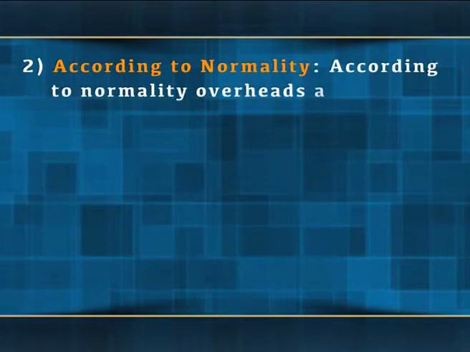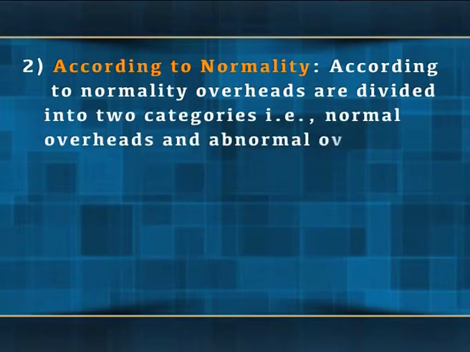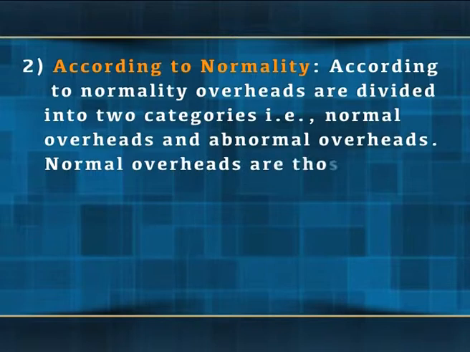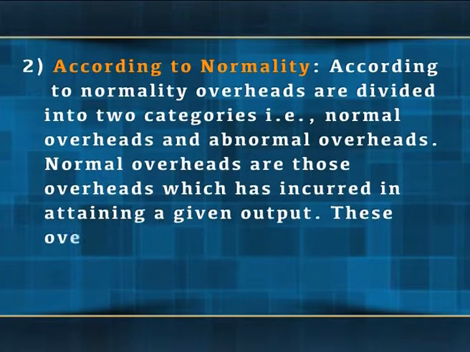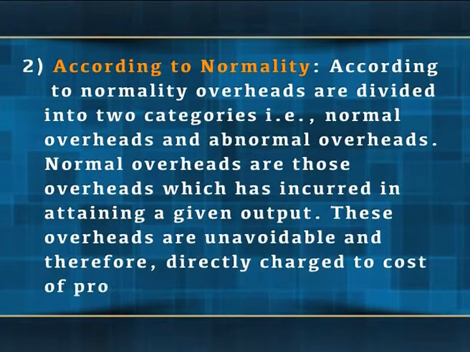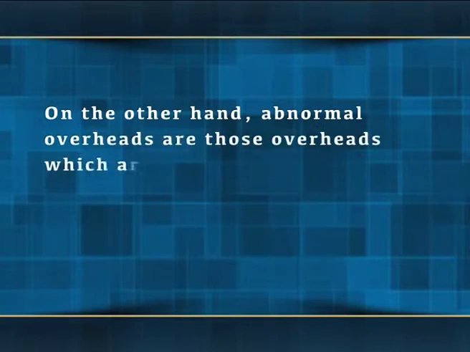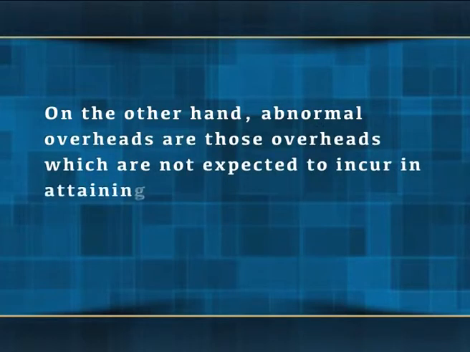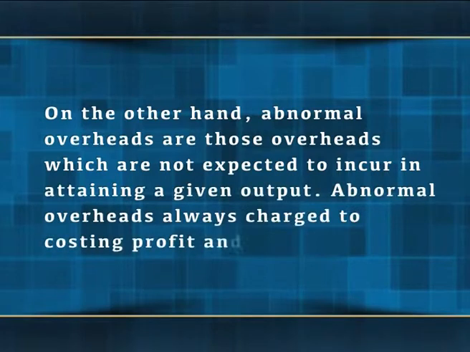2. According to normality. According to normality, overheads are divided into 2 categories, that is normal overheads and abnormal overheads. Normal overheads are those overheads which are incurred in attaining a given output. These overheads are unavoidable and therefore directly charged to cost of production. On the other hand, abnormal overheads are those overheads which are not expected to be incurred in attaining a given output. Abnormal overheads are always charged to costing profit and loss account.